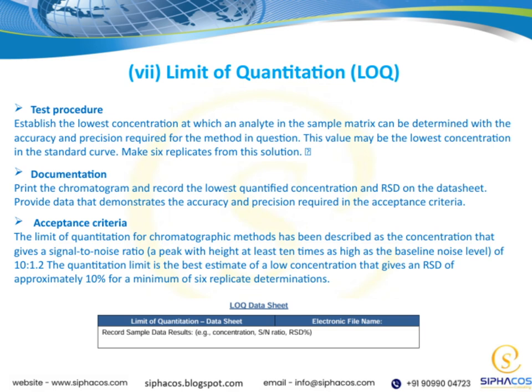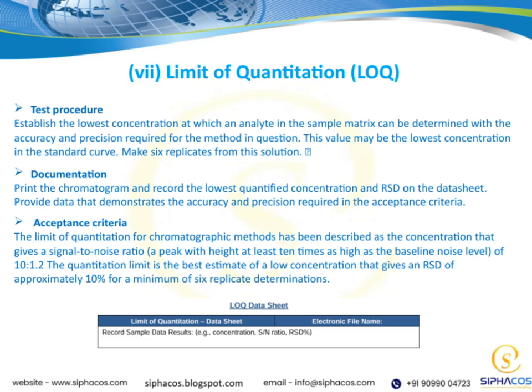The limit of quantitation, or LOQ, is typically defined in chromatographic methods as the concentration that produces a signal-to-noise ratio of at least 10:1. In other words, the peak should be at least 10 times higher than the baseline noise. The LOQ is essentially our best estimate of a low concentration, where we can still reliably measure the analyte, with an RSD close to 10%, based on a minimum of 6 replicate determinations.